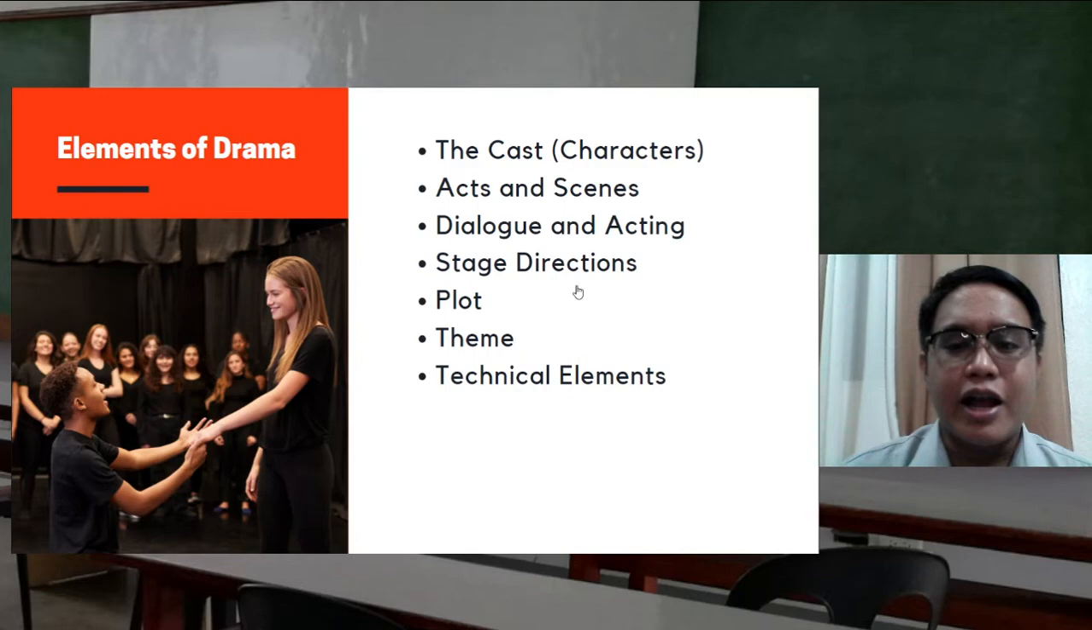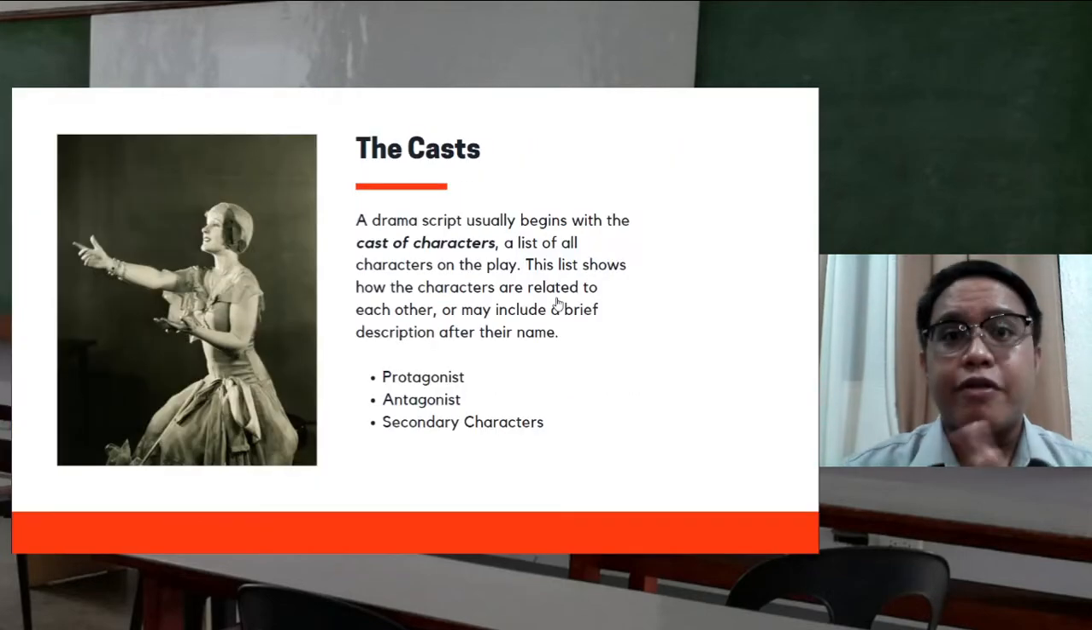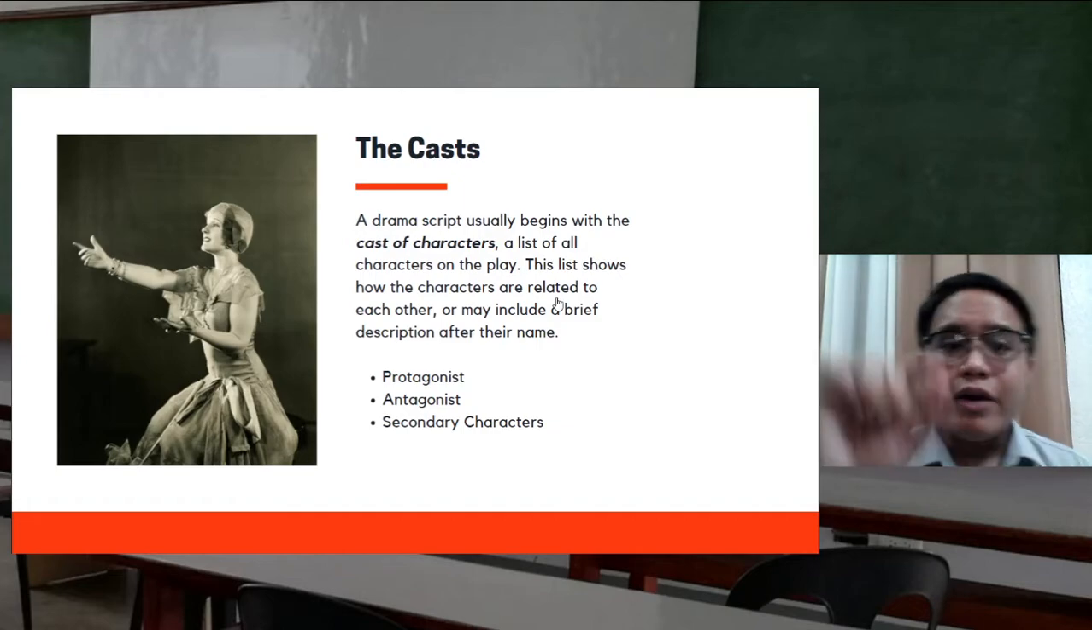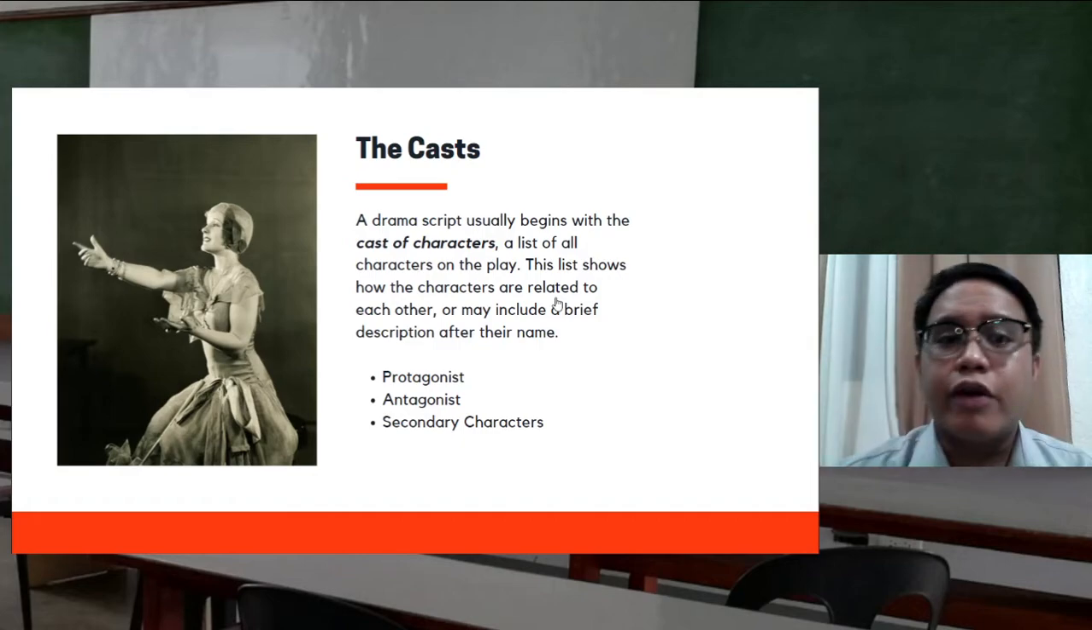A drama script usually begins with a cast of characters, okay? So, let's say, for example, we are in a theater, okay? We are in, let's say, for example, an AVR or auditorium. And then, if you're going to watch a play, they will give us a piece of paper telling us the cast of characters, okay? So, here in the cast of characters, this list, all the characters in the play and shows how the characters are related to each other or may include a brief description.